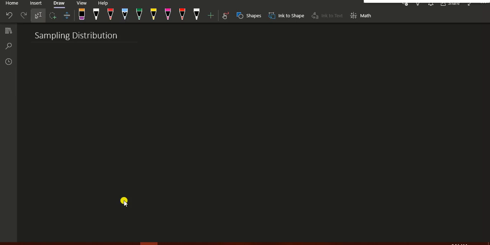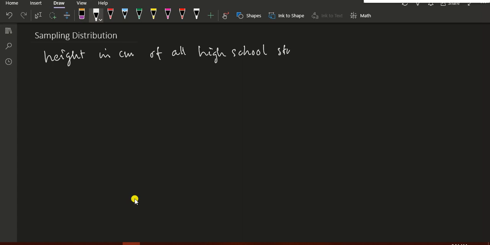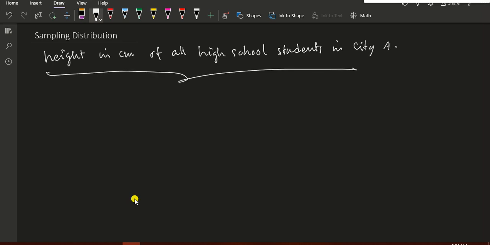So let's get started. Say we want to look at the heights in centimeters of all high school students who live in city A. That is what we want to know. So this has become our population.